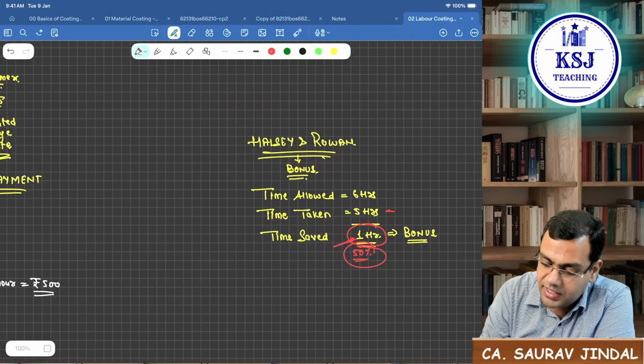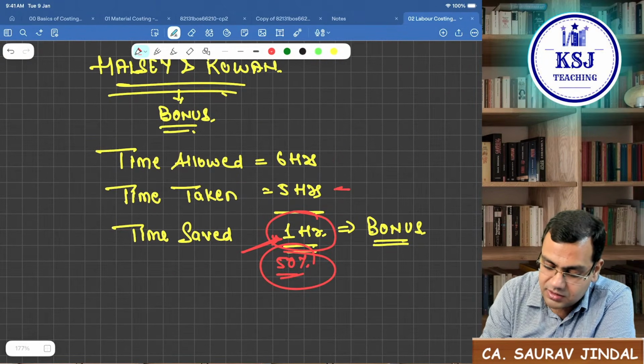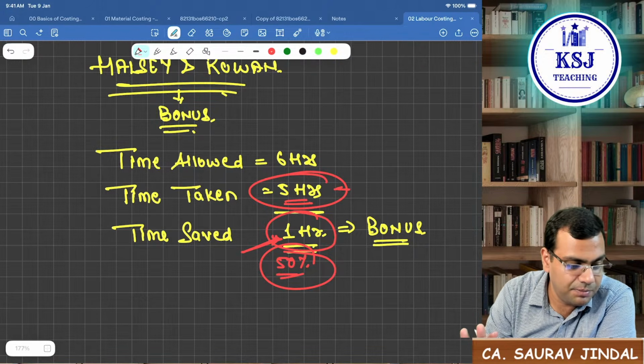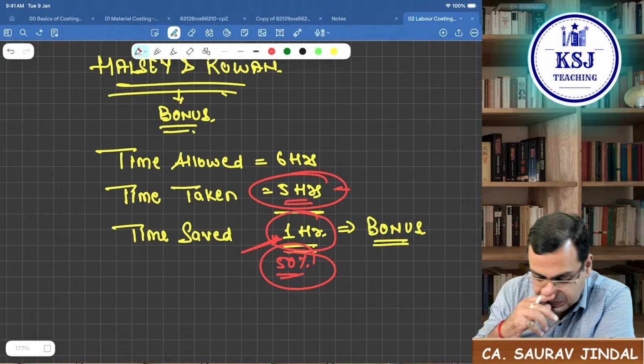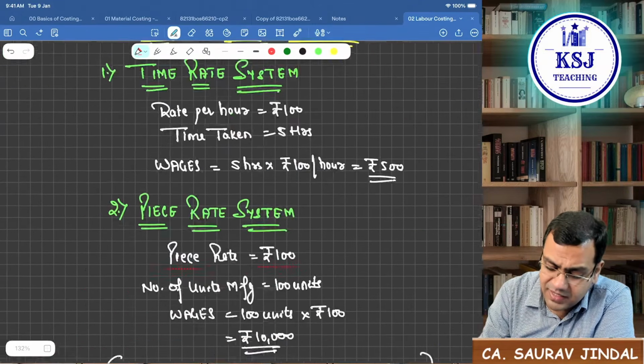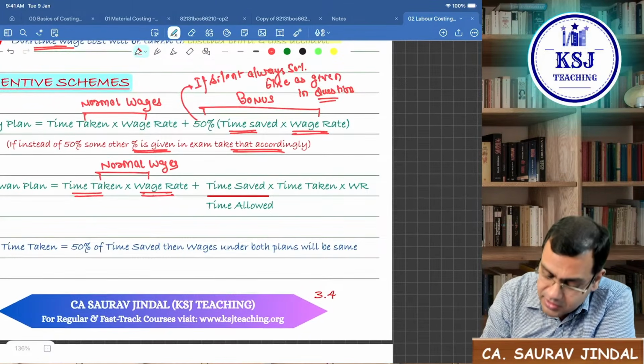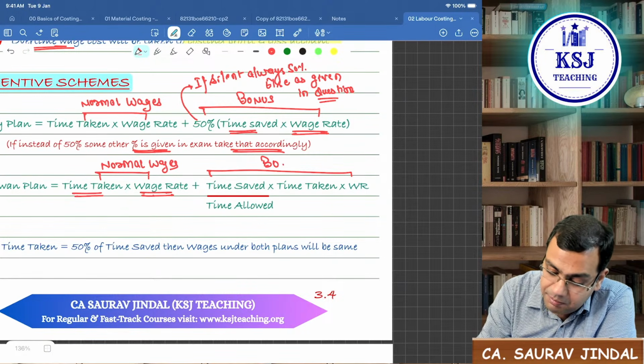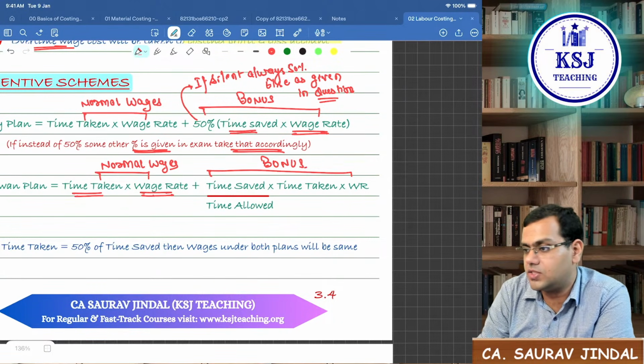This is what we call time allowed 6 hours, time taken 5 hours. So normal wages will be paid for 5 hours. We'll pay the normal wages. What about the remaining 1 hour? We will pay a bonus, but we will not pay directly 50%. We will pay the proportionate bonus.